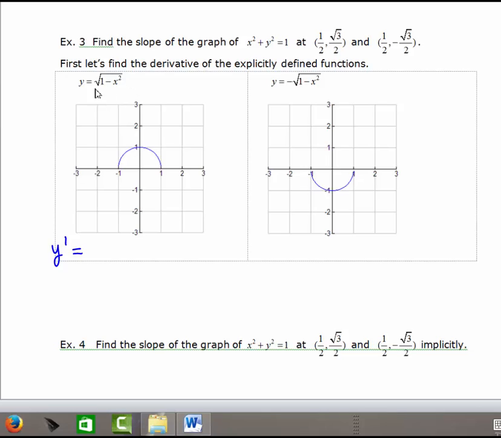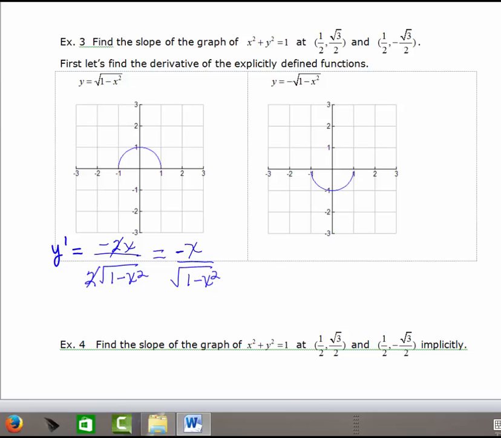So the shortcut that we had talked about with y equals the square root of 1 minus x squared, it's going to be 1 over, or in the denominator, you're going to get 2 square roots of 1 minus x squared. And in the numerator is going to be the derivative of negative x squared, which would be negative 2x. The 2's will cancel, so my derivative is negative x over the square root of 1 minus x squared.